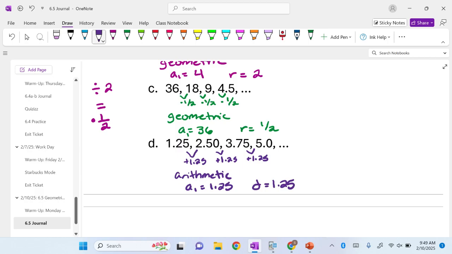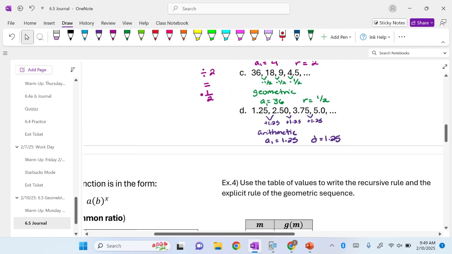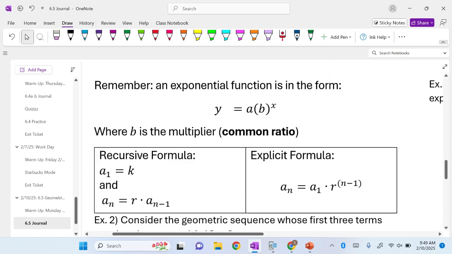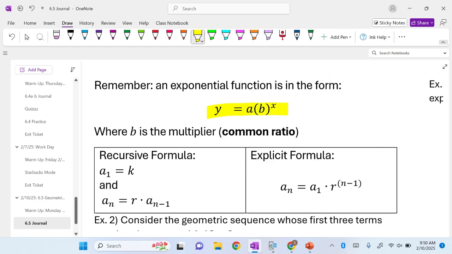Any questions on identifying whether it's geometric or arithmetic? All right. Now let's look at how to actually write the formulas for geometric sequences. So remember, y equals a times b to the x power is an exponential function in its prime form. So we've been using that all through this entire unit. So pretty much all last week, that's what we dealt with exclusively. Now, b is still your multiplier or your common ratio. So that's why I said another name for b is your common ratio.